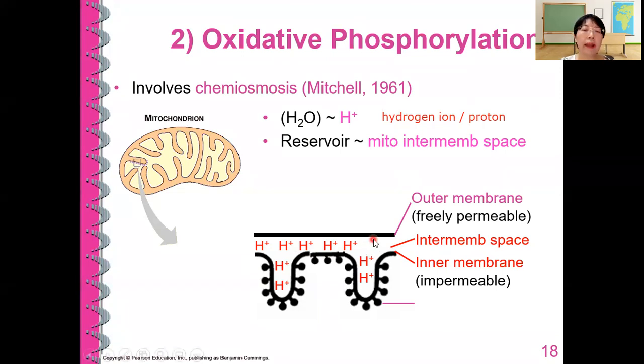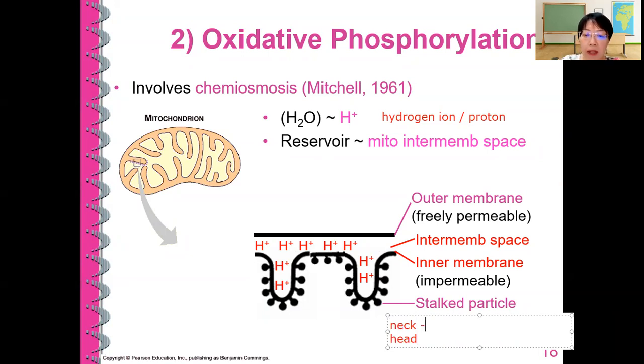So where's my gate? Where's my turbine? So my gate is the stalk particle. This stalk particle looks like a nail on the wall, right? So you got a very thin neck, and the head that is bigger. The stalk particles are made up of two components, the neck part and the head part. The neck part is actually the proton channel protein. It's a channel protein for proton, so the proton can diffuse across this channel protein.